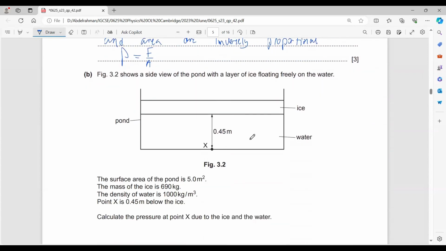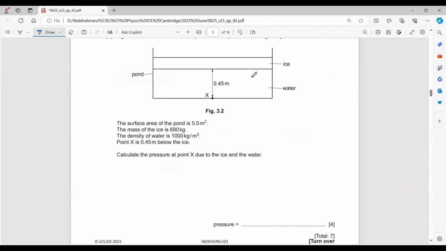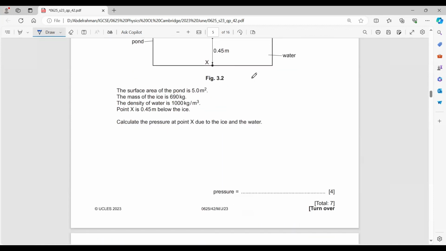Calculate the pressure at point X due to the ice and water. Nice question. Surface area of the pond is 5 meters squared. The mass of the ice is 690 kilograms. The density of the water is 1,000 kilograms per meter cubed. Point X is 0.45 meters below the ice. Calculate the pressure. Isn't pressure density times gravitational field strength times height? Okay, pressure equals rho g h.